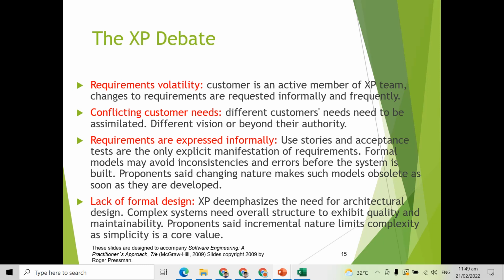Also, a formal model may avoid inconsistencies and errors before the system is built. The proponents say the changing nature makes such models obsolete as soon as they are developed. And for the lack of formal design, XP de-emphasizes the need for architectural design, yet a complex system needs overall structure to exhibit quality and maintainability. Proponents say the incremental nature limits complexity, as simplicity is a core value.